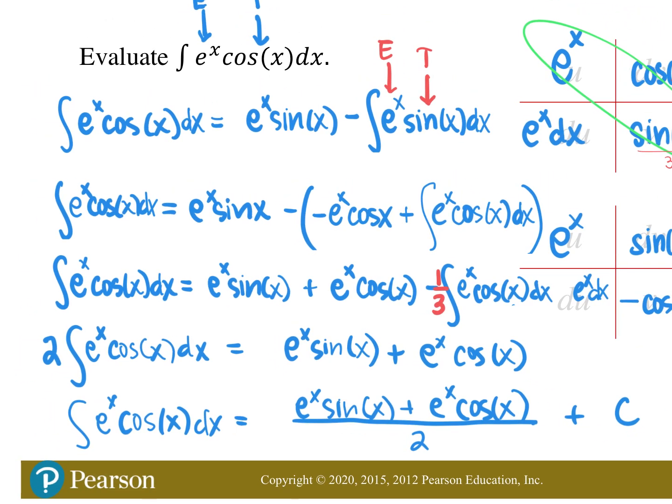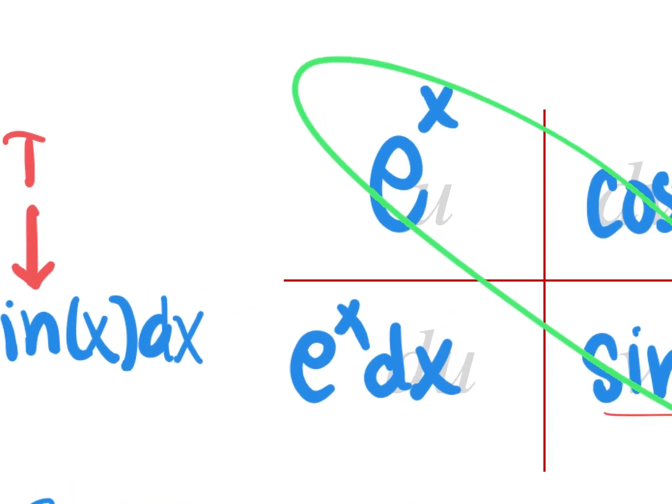What if there was a 2, and the e to the x was like an e to the 2x or an e to the 3x? Then we just have constants in front of the e term, which is fine.